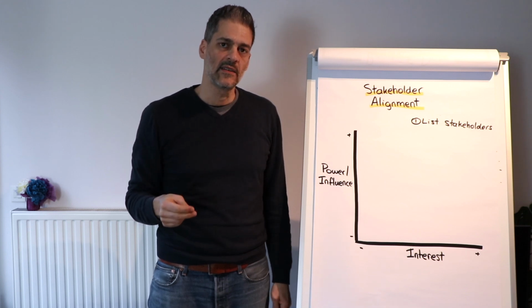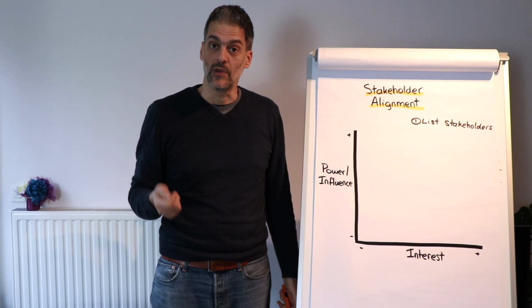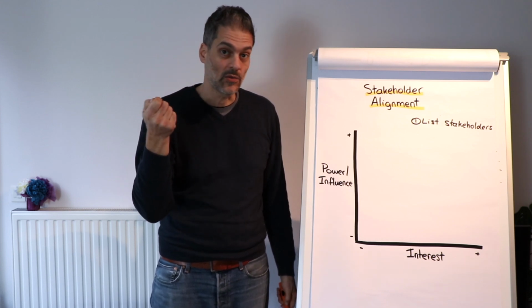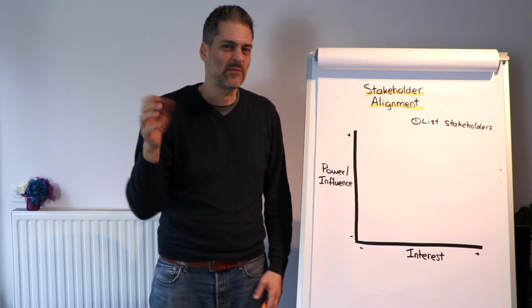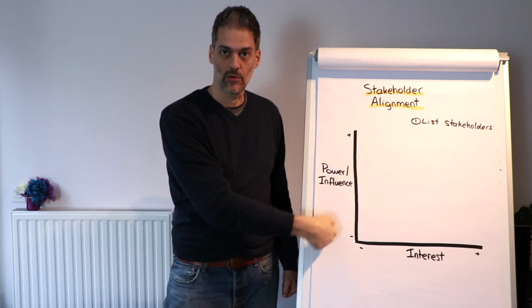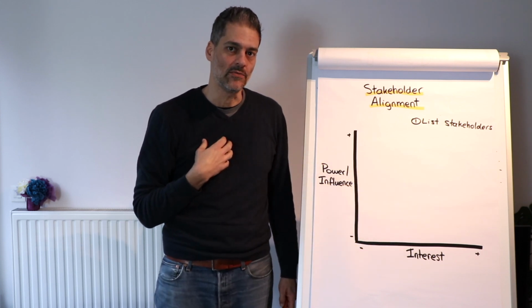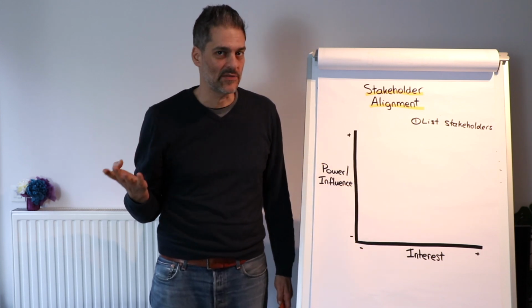Once you've done that, the second step would be, let's map them on this stakeholder map, right? Which means for every single one of those stakeholders or stakeholder groups, sometimes if it's a whole department in the organization, you would have to decide, okay, how powerful or influential are they and how interested are they in the work that we do? And then you end up with 4 types of stakeholders.